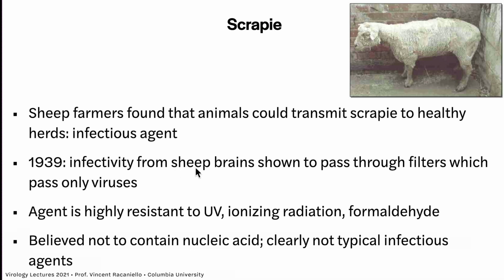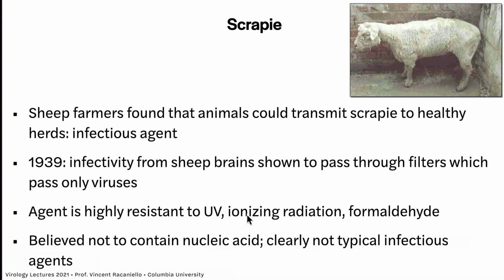In 1939, they found that if you took a sheep brain from a sheep who died of this scrapie and ground it up and filtered it, and then injected the infectivity into another sheep's brain, the farmers weren't doing this. These were scientists. The infectivity passed through a filter, right? So they said, man, maybe it's a virus.